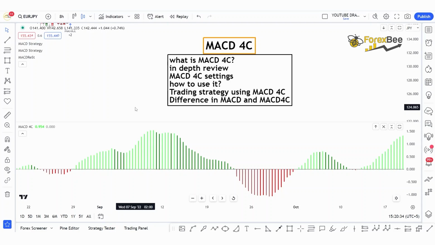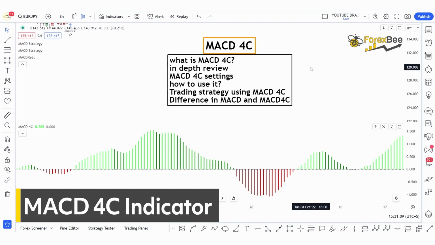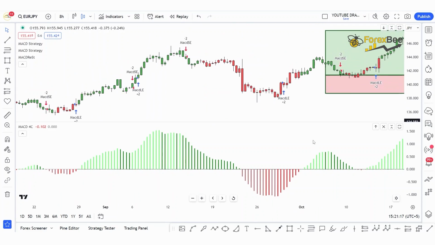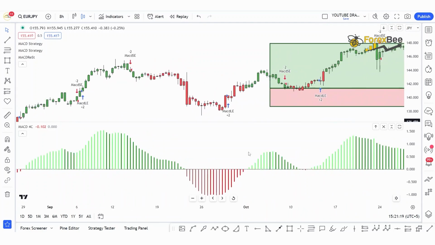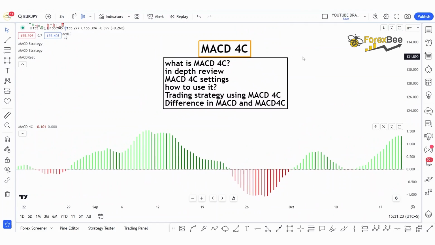If you are unable to find suitable entry and exit points in a trading session, or you need help regarding the use or understanding of trading indicators, then this video is for you. In this video, I'm going to give an in-depth review of the MACD forex indicator. We will have a look at its customized settings and its application in the trading session. Moreover, there are some live trading session examples involving the MACD forex indicator, so stay tuned till the end.